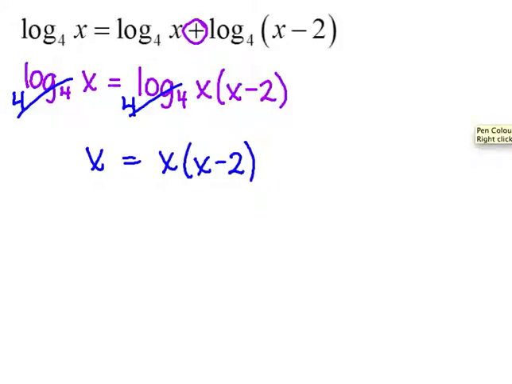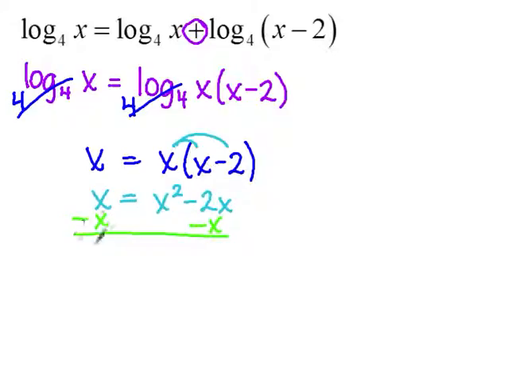Now we have to be really careful here, because I think some of you are going to want to do something that's technically not legal. What you need to do here is you don't want to add the 2x to both sides. If you do that, you're going to lose the solution. What we need to do is subtract x from both sides. And when I do that, I get x equals x squared minus 3x.